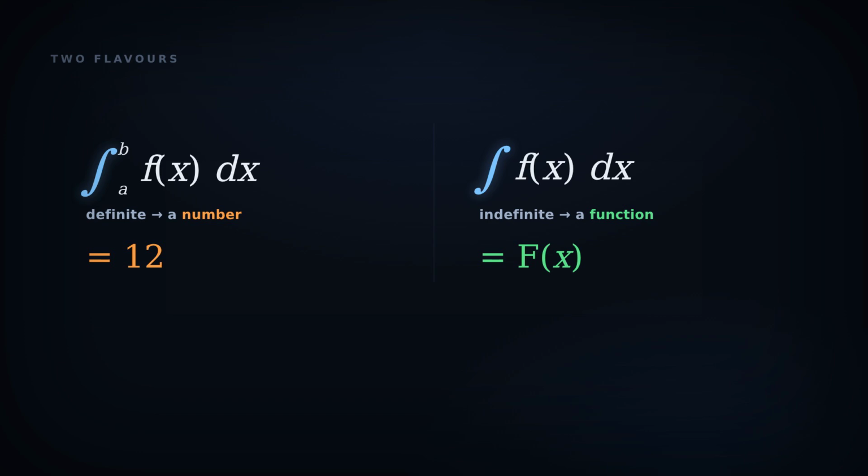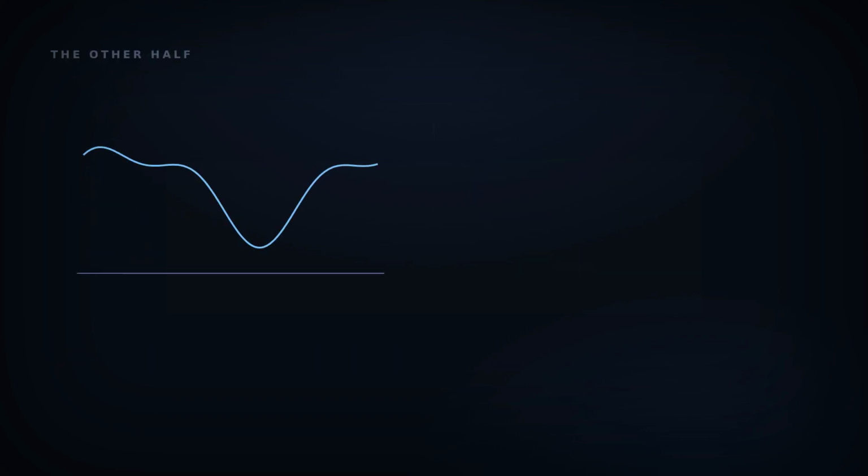And to understand why that's useful, I have to connect integrals to the other half of calculus, derivatives. This is the part that ties the whole subject together. You might already know what a derivative measures: the rate of change of something, how fast it's changing at each instant. The slope of a curve at a point.